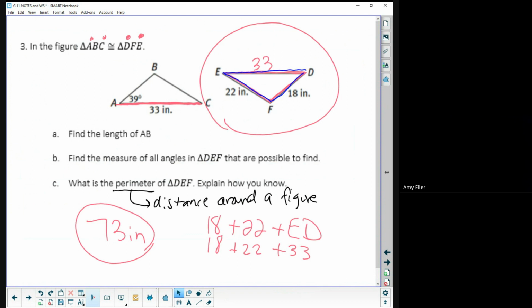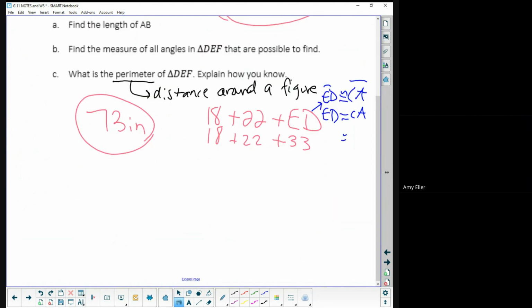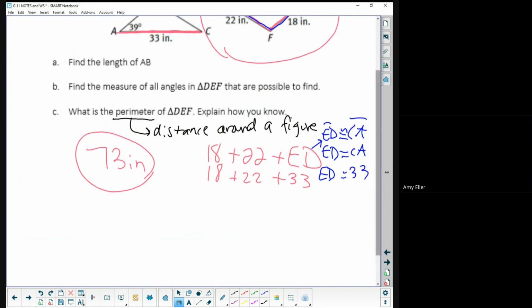It says explain how you know, so take a minute and explain how you got ED. ED. Remember, ED was congruent to CA. And so that means they are equal. And CA was 33, so that means ED is also 33.